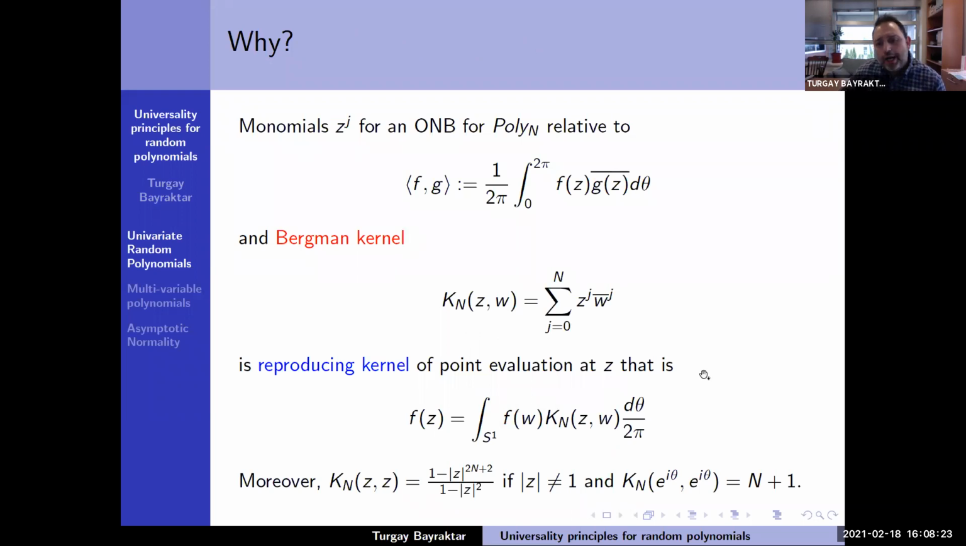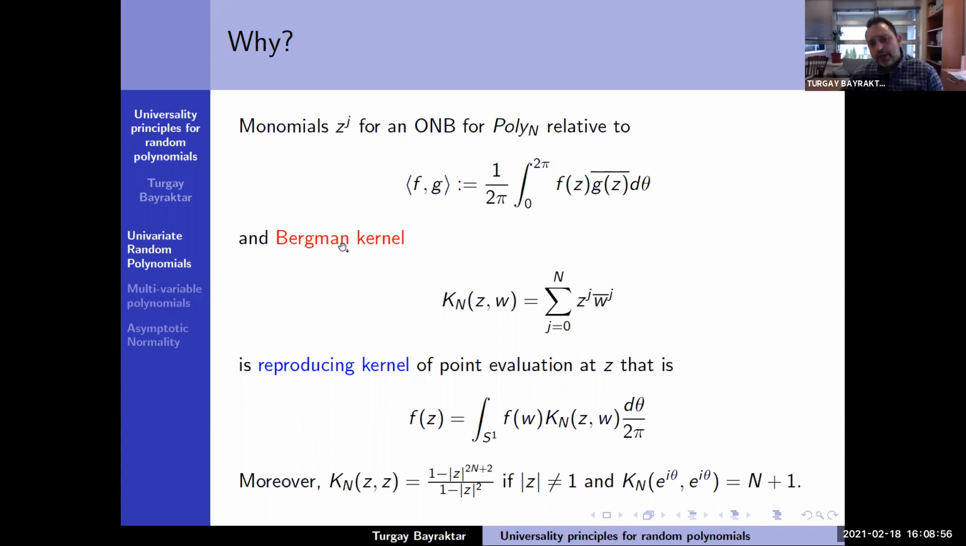Now, why is this happening? That's the question. So here's one approach. The monomials z^j form an orthonormal basis with respect to this inner product, which is defined with respect to this arc length measure. And then you can consider the L2 space with respect to the same measure on the circle.